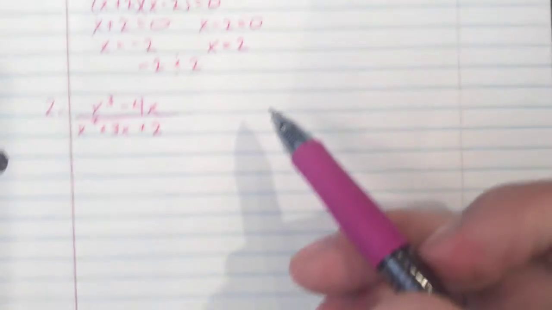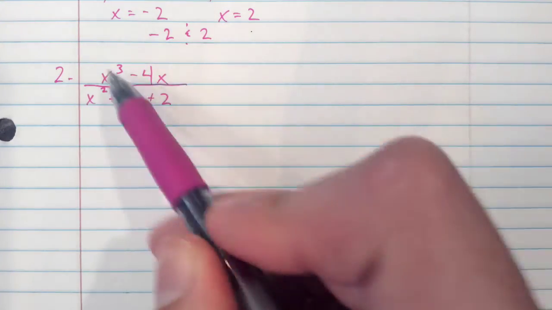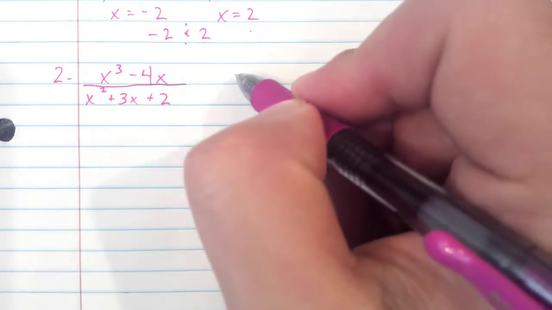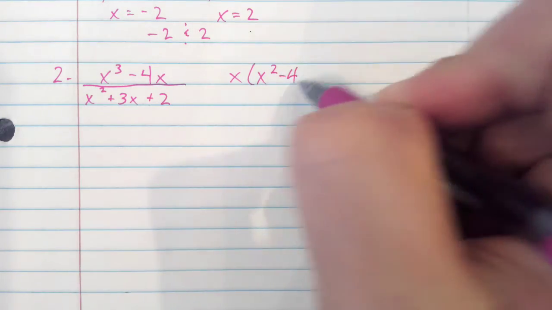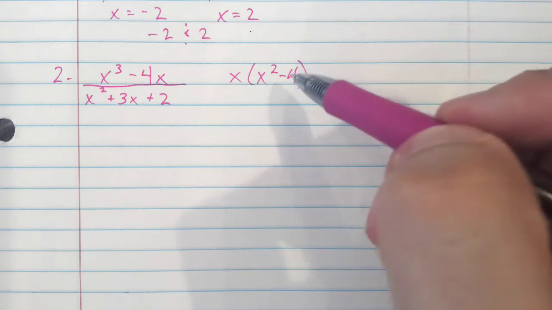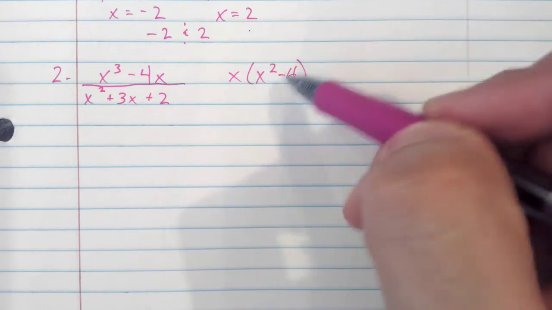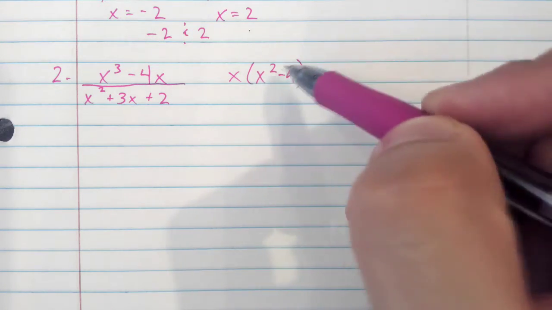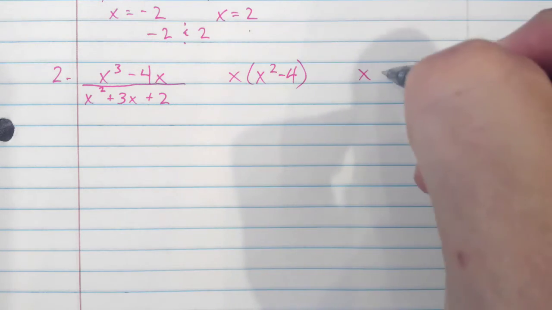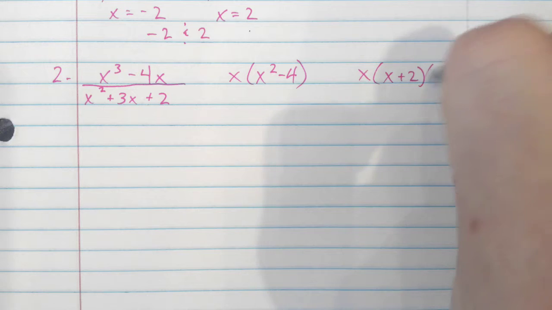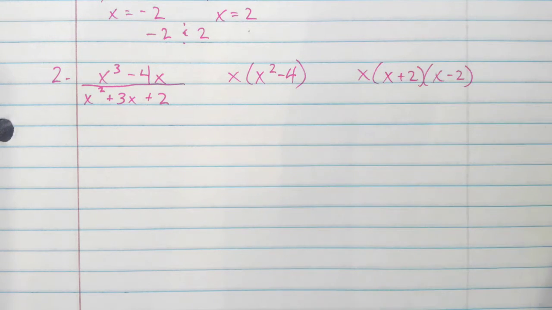Okay, so I'm looking at that numerator, and the first thing I notice is there is a GCF. X divides both of those. If we were to divide both of those by x, it would be x squared minus 4. I look inside of that parenthesis, and I notice once again it will factor further. It's a difference of squares. In fact, it matches the one we just did on number 1. So it would factor to the square root of each term, one positive and one negative. So I've got my numerator completely factored.